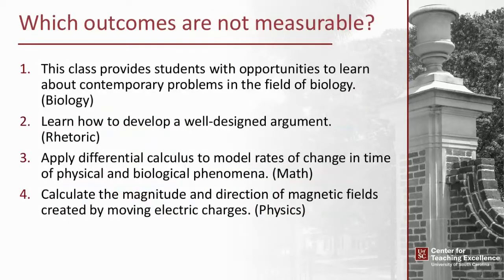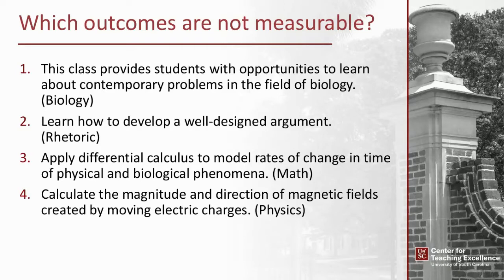So before we move into the next step of the backward design, let's take a look at some of these measurable outcomes. So what I'd like you to do is in the chat area, type the number of the outcome or outcomes that are not measurable. Is it 1, 2, 3, 4? Is it 1 through 4? Is it 1 and 2, 3 and 4? So let's type some numbers in that chat area. Which outcomes are not measurable?